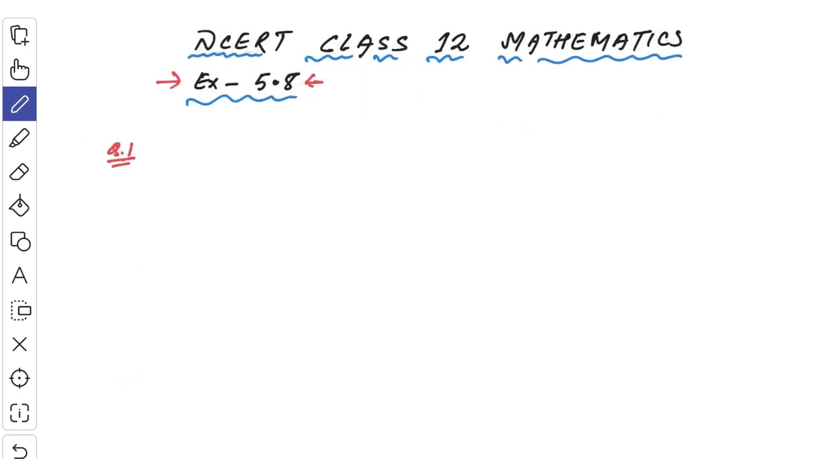In the first question, a function is given, f(x) = x square plus 2x minus 8, where x belongs to the closed interval from -4 to 2. In this question we need to verify Rolle's theorem. So first let me tell you what Rolle's theorem is.